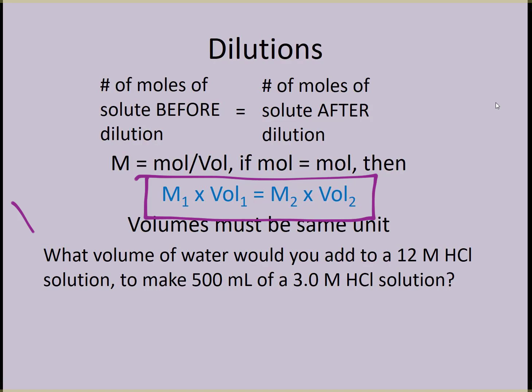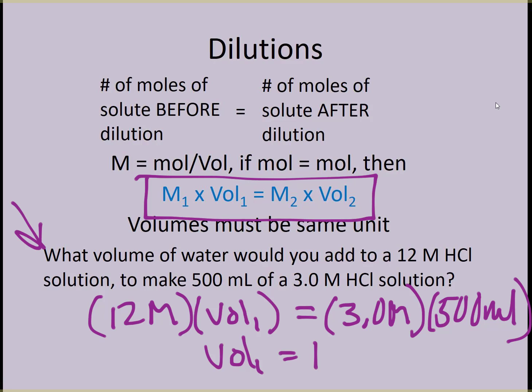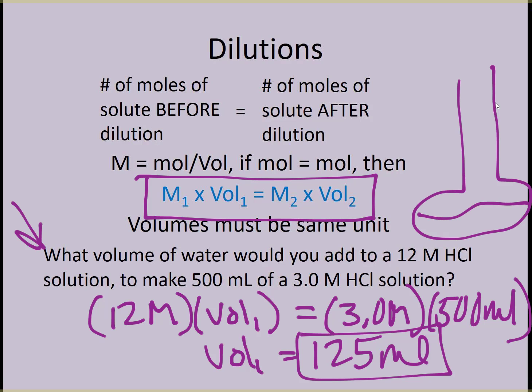So let's do this problem. I'm just going to line things up. So 12 molar, and we don't know the volume. And on this side, I have 3 molar and 500 milliliters. You don't have to be in liters for this one. And then doing my math, 3 times 500 divided by 12, and I get my volume that I need of the 12 molar to make the dilution is 125 milliliters. So I'm going to take a container and I'm going to put 125 milliliters in it, and then I'm going to fill it up to the 500 milliliter line.